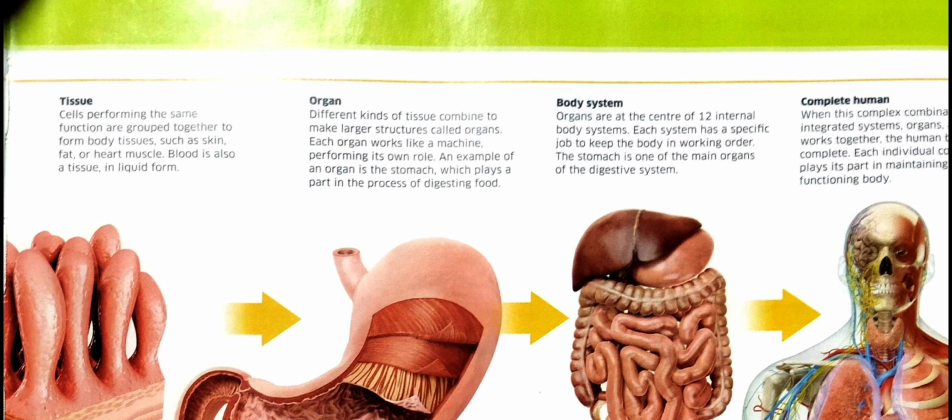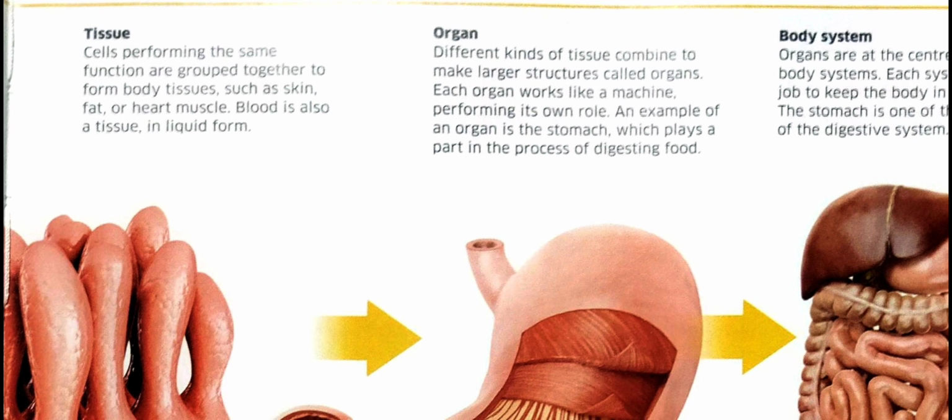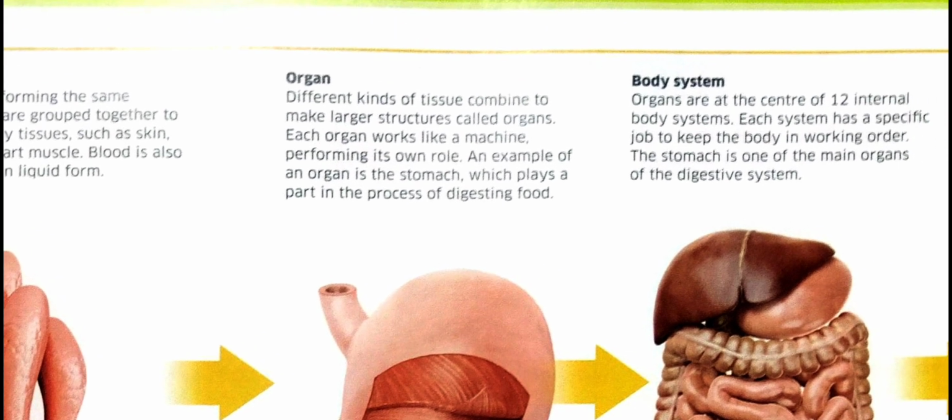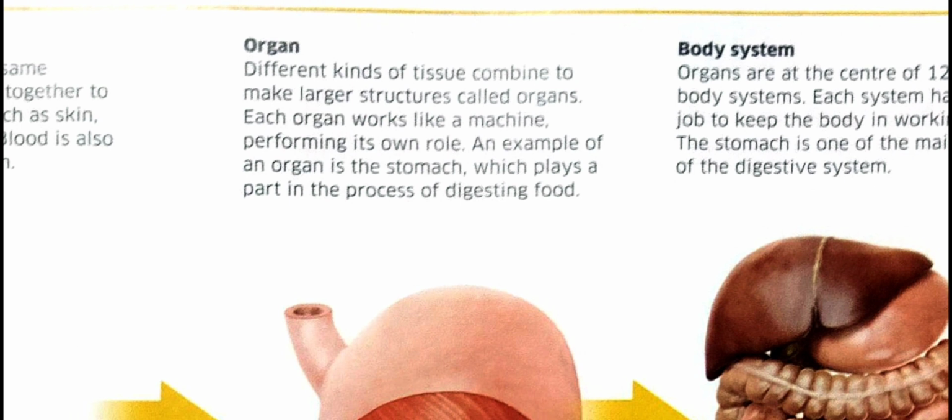And by the combination of cells, tissue is made. Cells performing the same function are grouped together to form body tissues such as skin, fat, or heart muscle. Blood is also a tissue in liquid form. Now, by the combination of tissues, organs are made. Different kinds of tissues combine to make larger structures called organs. Each organ works like a machine, performing its own role. An example of an organ is the stomach, which plays a part in the process of digesting food.